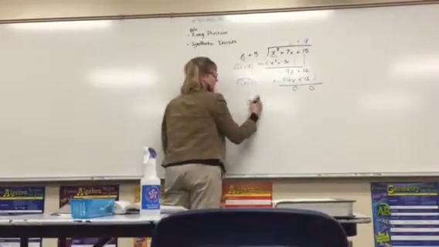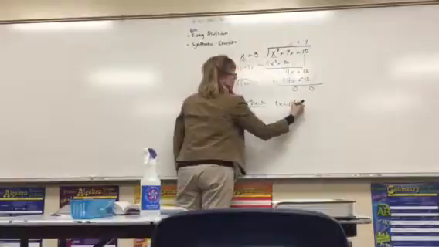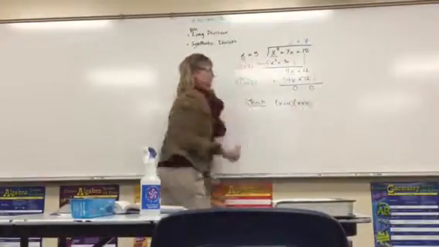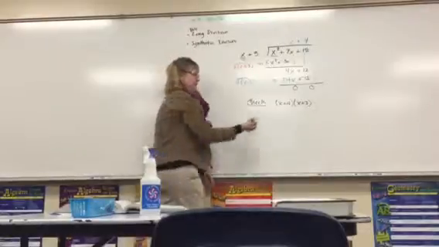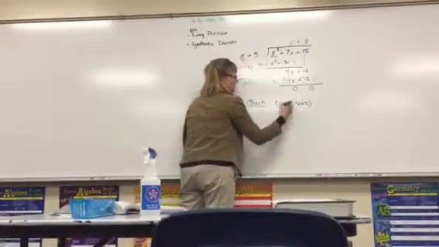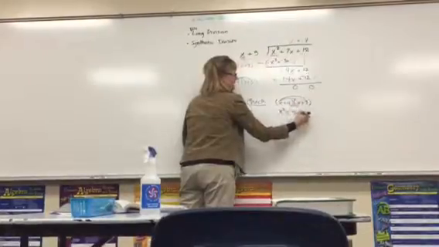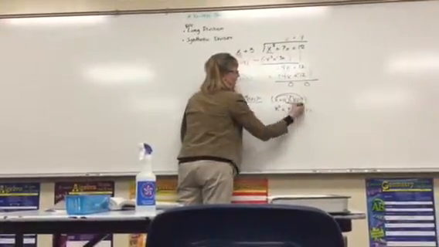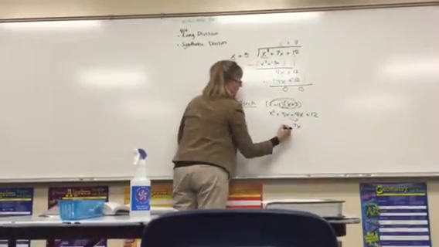Let's check it. So the quotient times my divisor should give me the dividend. Is this going to work? You betcha. So x times x, outside is 3x, inside is 4x, and last is 12. These two add together to be 7x.